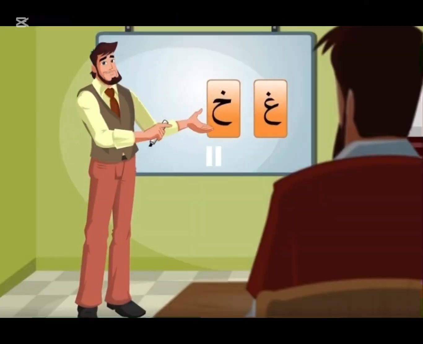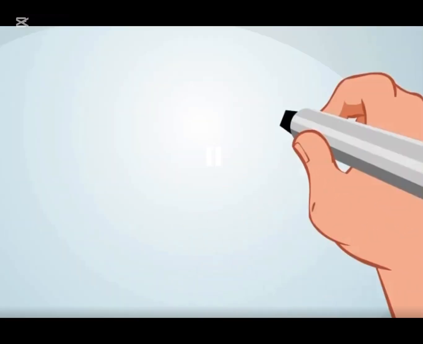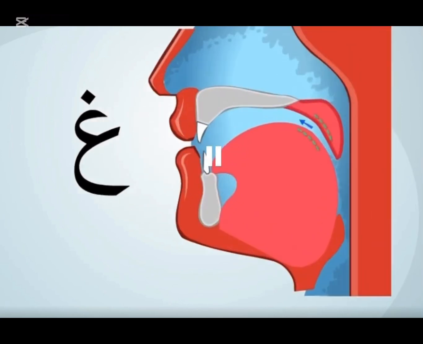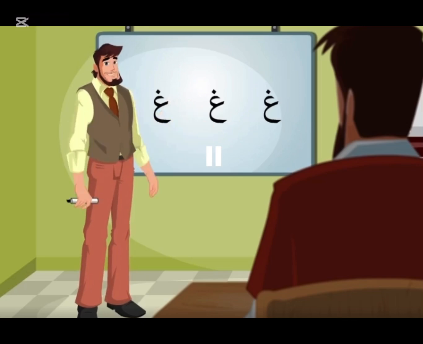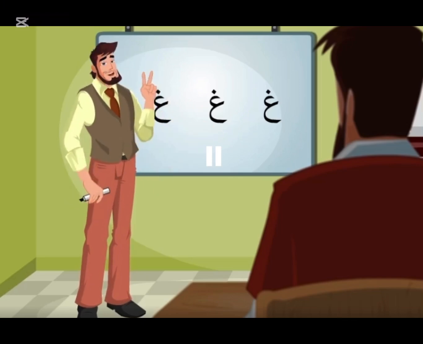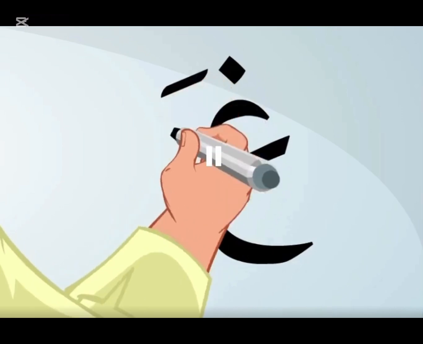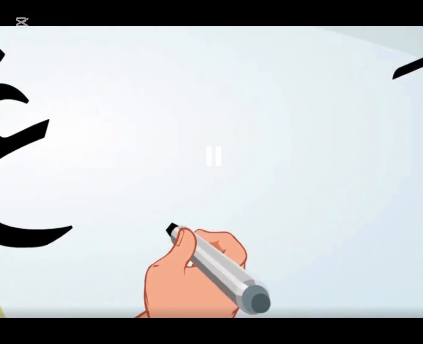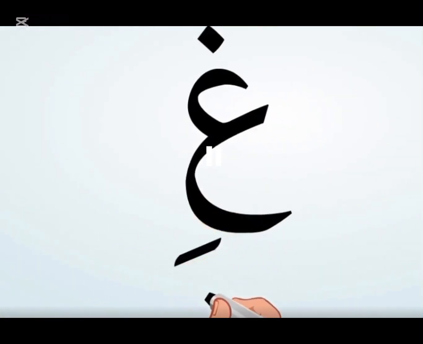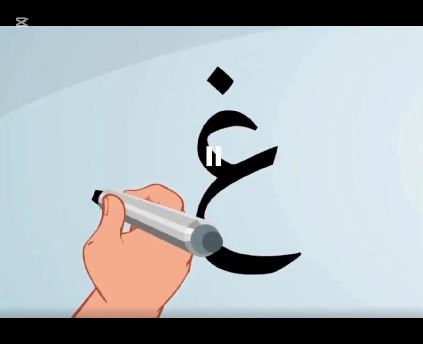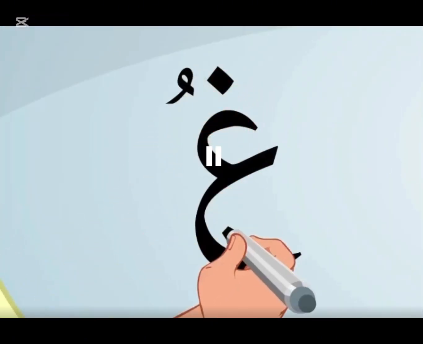Ghayn and Khaa. Ghayn. How to pronounce the letters with short vowels: Fath, Kasr, and Dam. Gha, Ghi, Ghu.